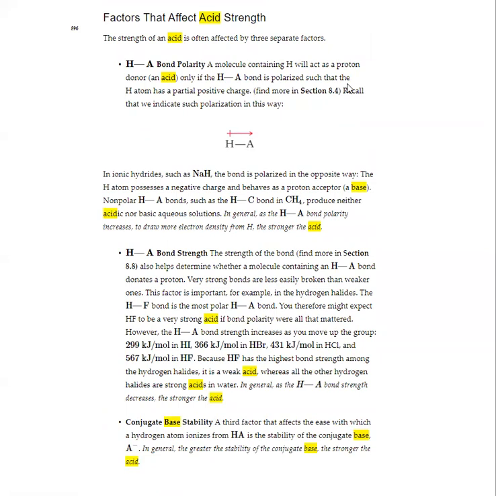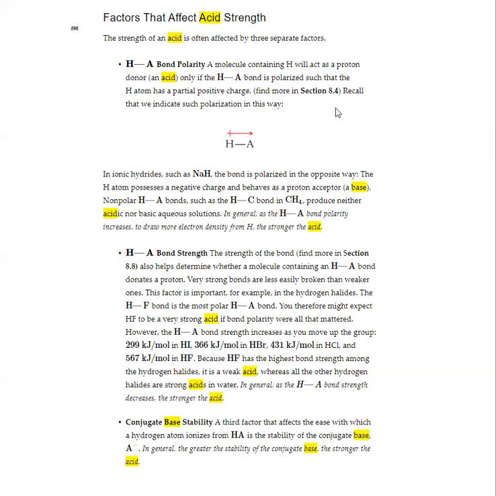Factors that affect acid strength: bond polarity. Bond polarity is the difference between the electronegativity of two elements. So you'll have H and A. A is not actually an element. A can be fluorine, chlorine, anything like that. A is going to be more electronegative, so the electrons are going to shift towards the A, and that's what creates the polar bond. Remember that back from when we were talking about 3D structures.